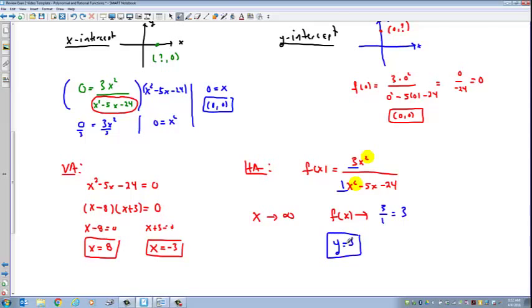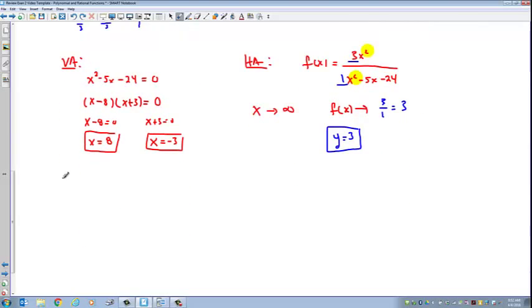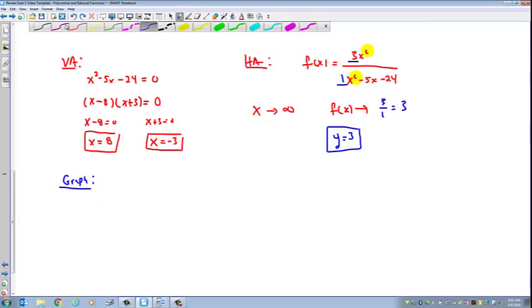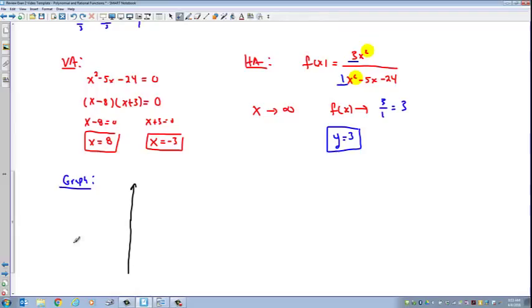And then finally, for the graph, I mean, simply sketch the graph using this information that we found. So here's my y-axis, here's my x-axis. We found vertical asymptotes at negative 3. So let's label this vertical asymptote, x equal negative 3. And then positive 8.